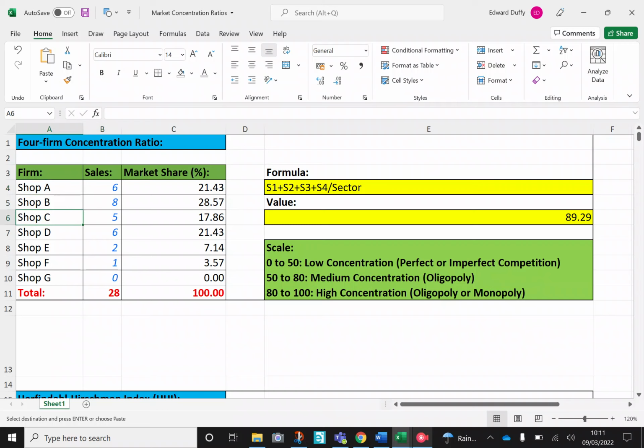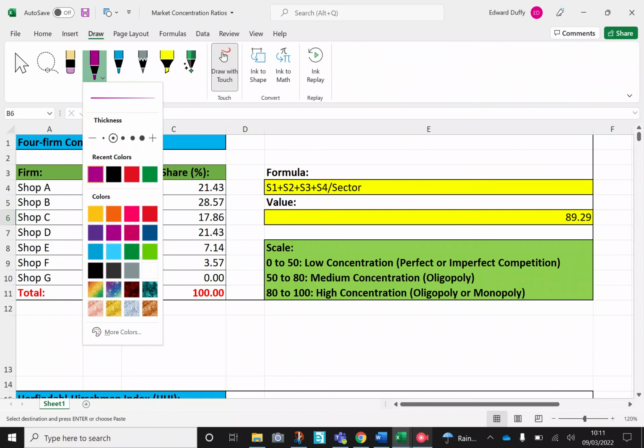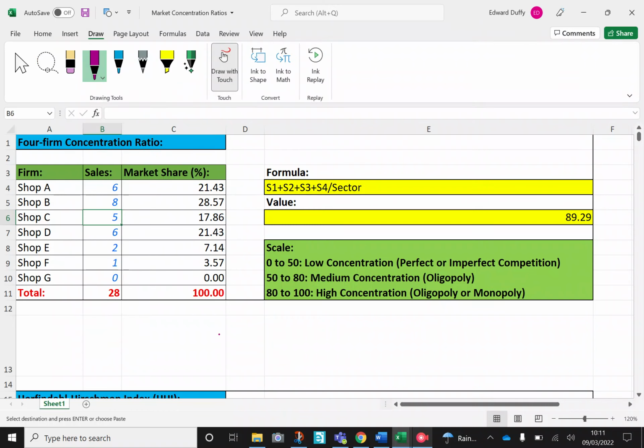Shop A, I've just taken out the names of the shops, but 6 fellas in the class said their family shopped in A, 8 in B, and so forth like that. So the 4 firm ratio just looks at the biggest 4, and it ignores, you can see there were 2 people who shopped in E and 1 in F. So they're ignored. So we just look at the market share of the biggest 4.